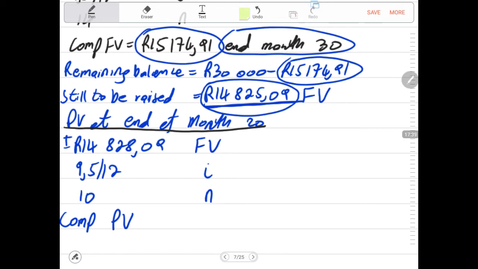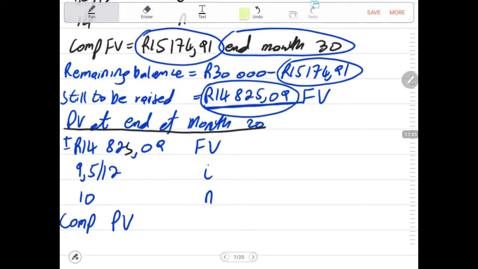Plus minus 14,825, 825, not 828, 14,825.09 is our future value. 9.5 divided by 12 is our interest. 10 is the number of months this amount will be in the account. Then we compute the present value.